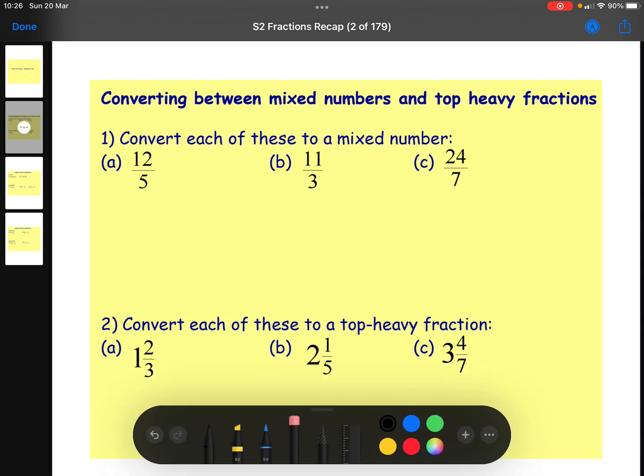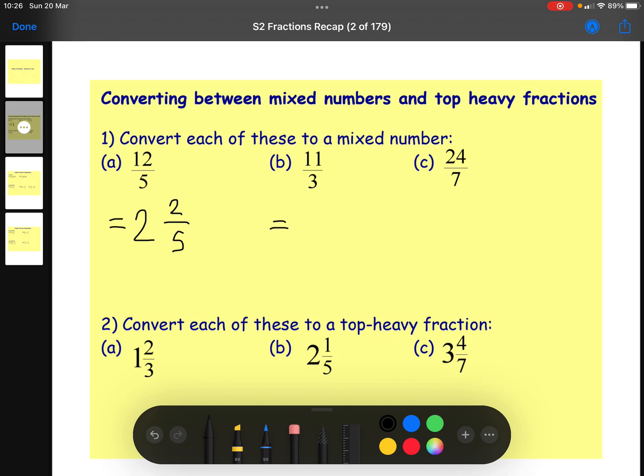The first thing then we've got here are 3 top-heavy fractions to convert to mixed numbers. Now to do this, we have to look at, for A, how many times 5, the number on the bottom, goes into 12, the number on the top. So 5 goes into 12 twice, that's our large number at the front. We have a remainder of 2 from that process, so that goes on the top of our fraction, and the denominator always stays the same. So 2 and 2/5 is the mixed number version of 12 over 5.